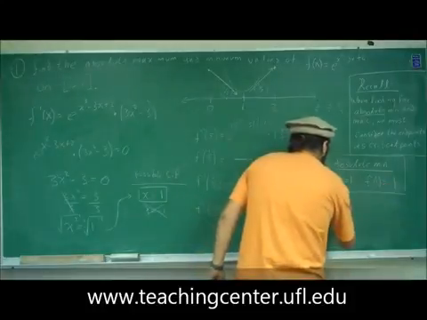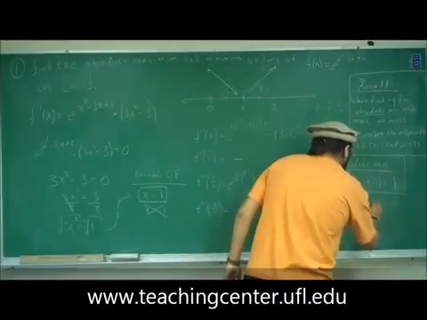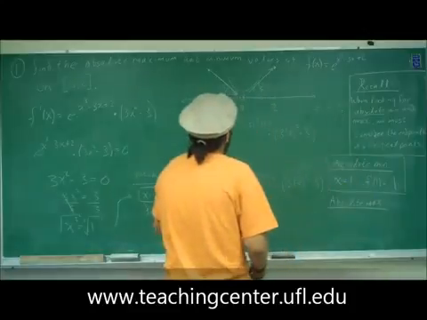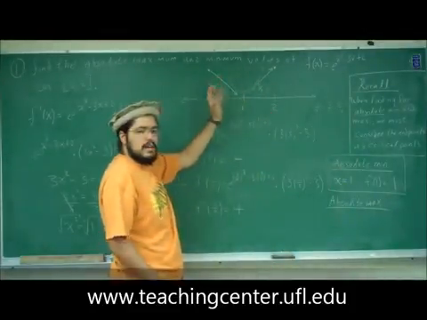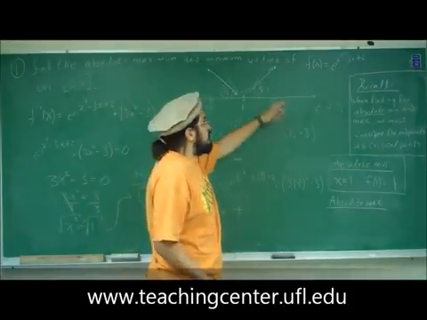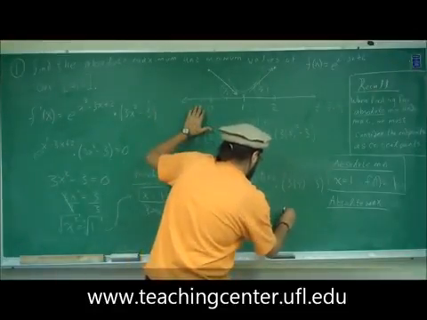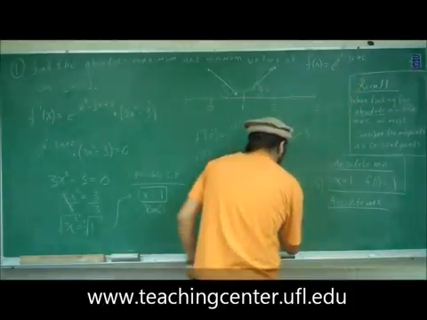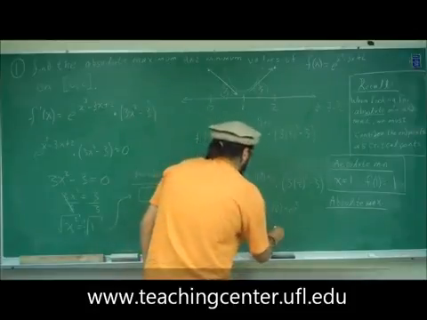Now let's find the absolute max. There's a maximum at 0 and 2, but we need to find which one is the maximum. How do we find that? Well, we compute f of 0 and f of 2 and see which number is greater. So let's compute f of 0 first. f of 0 is 0 cubed, is just e squared. So that's e squared.